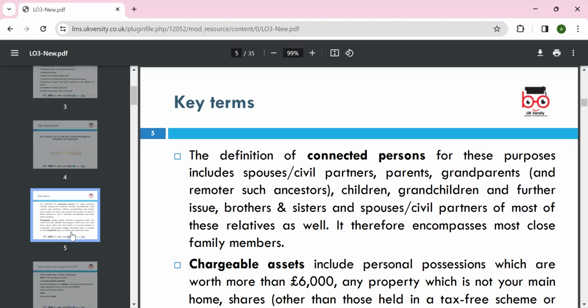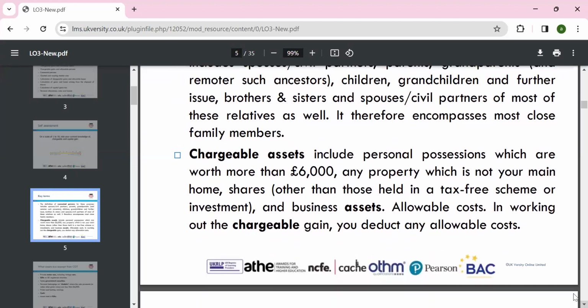Any property which is not the main home, or shares other than those held in a tax-free scheme for investment, or business assets, are chargeable. Allowable costs are deducted in working out the chargeable gain. You deduct any allowable cost. So we need to look at the cost under each year's fund, and the allowable cost is the cost which we can recover and which reduces the tax liability.